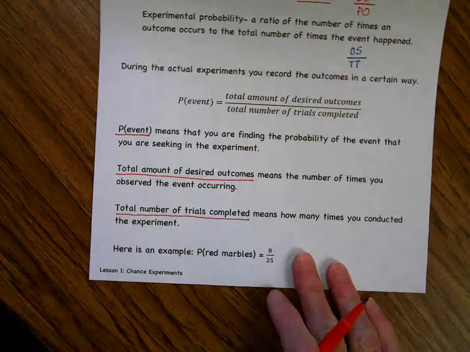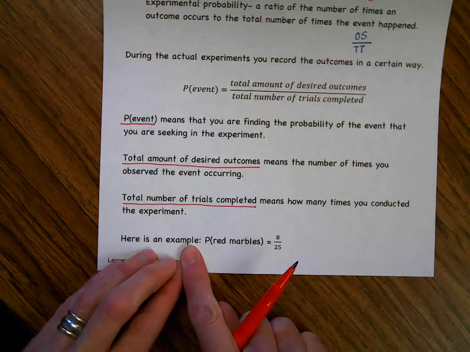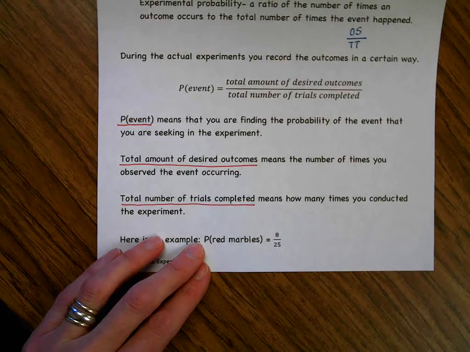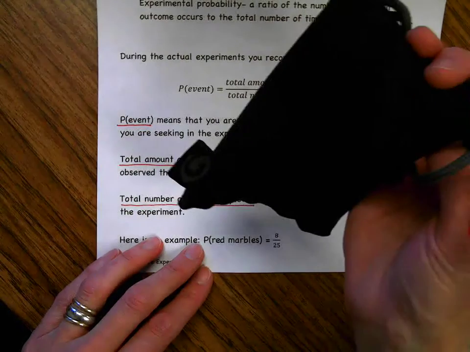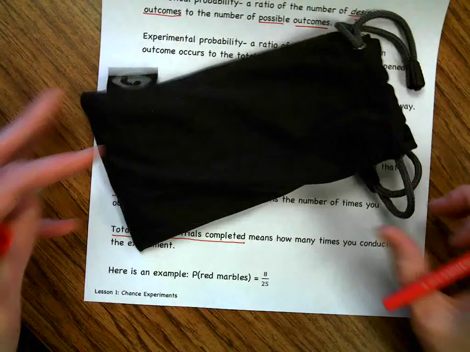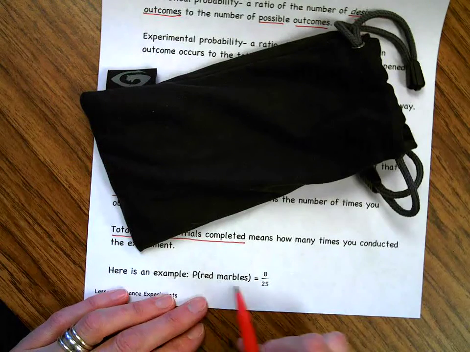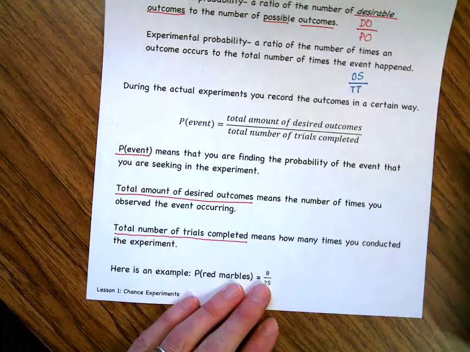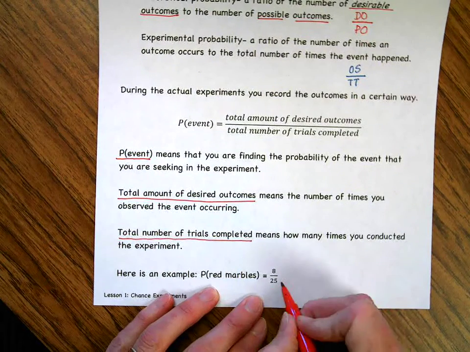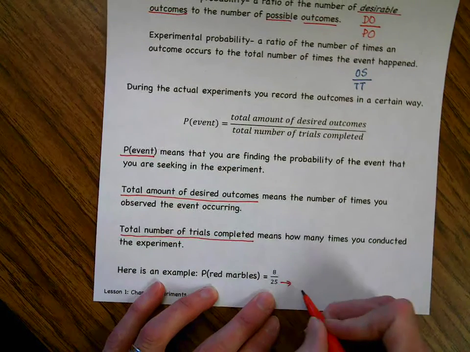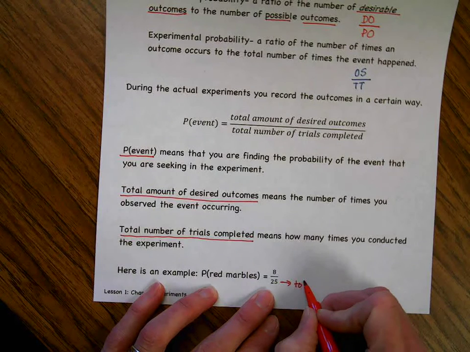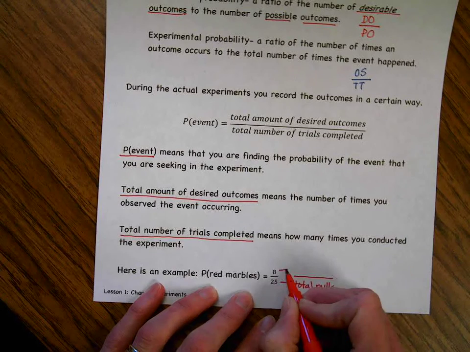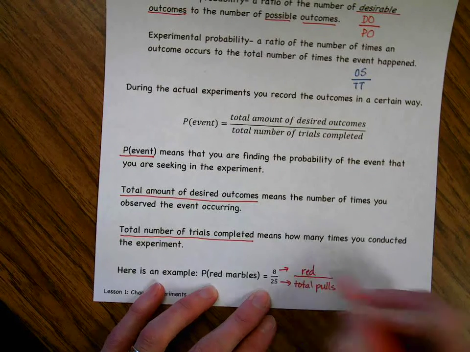So here's an example of determining the probability. Here is an example of the probability of red marbles. I have a bag of marbles, and inside my bag I have different colored marbles. The event that we are seeking is we're trying to figure out how many of them were red. So I pulled them out, and I pulled them out, and I pulled them out. If you look, this 25 represents the total pulls from the bag, and this 8 represents how many of them were red.